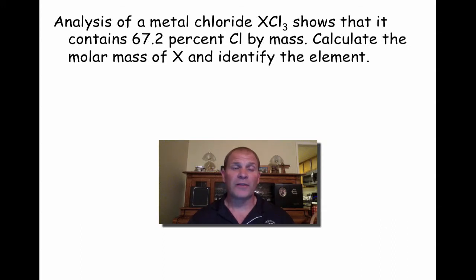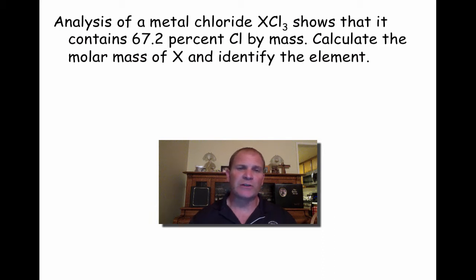I want to go over another great example because it brings a lot of small concepts together that we've talked about. This problem reads: the analysis of a metal chloride, the compound being XCl3, shows that it contains 67.2% chloride by mass. And I want you to calculate the molar mass of X and then identify the element.